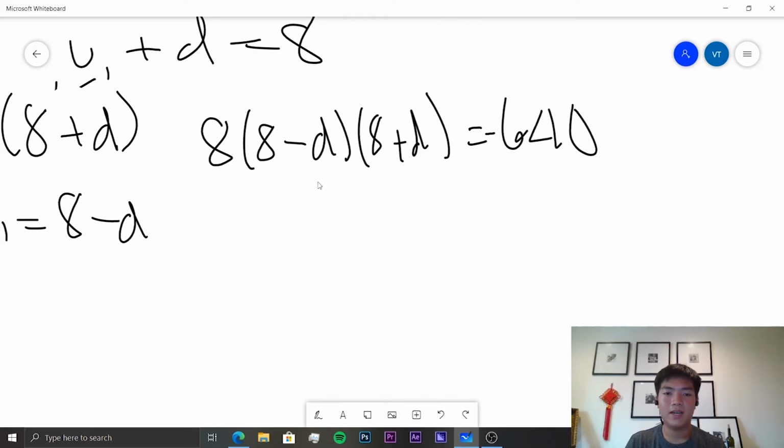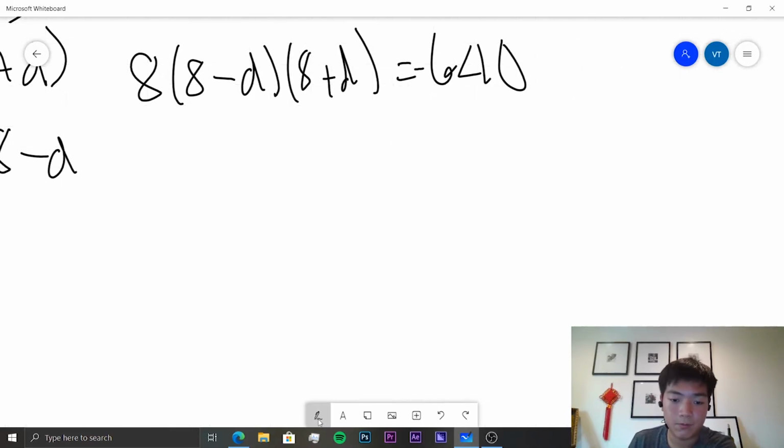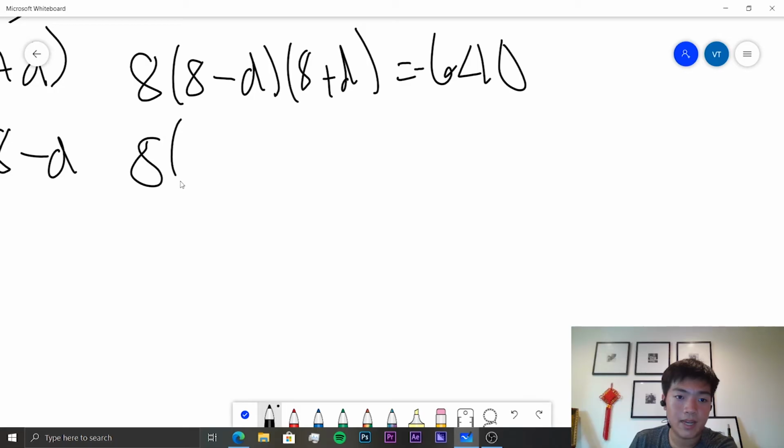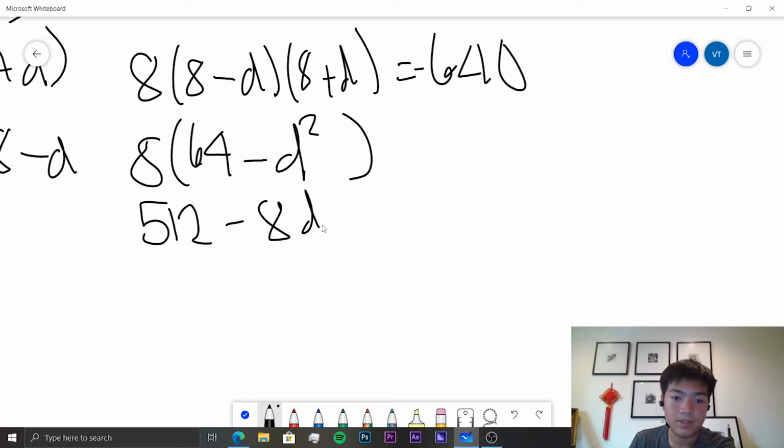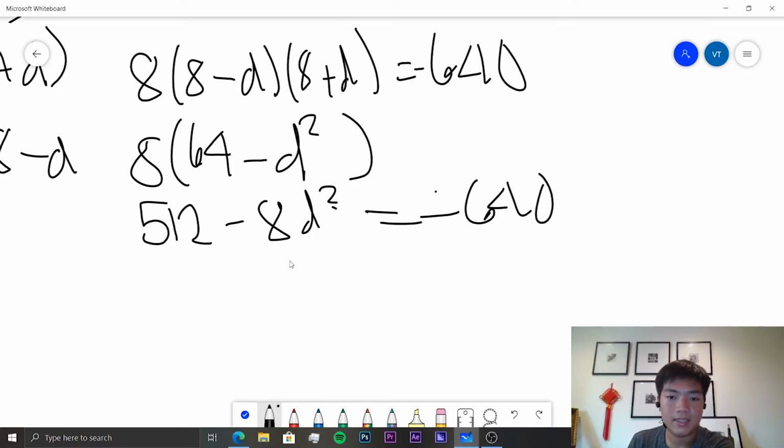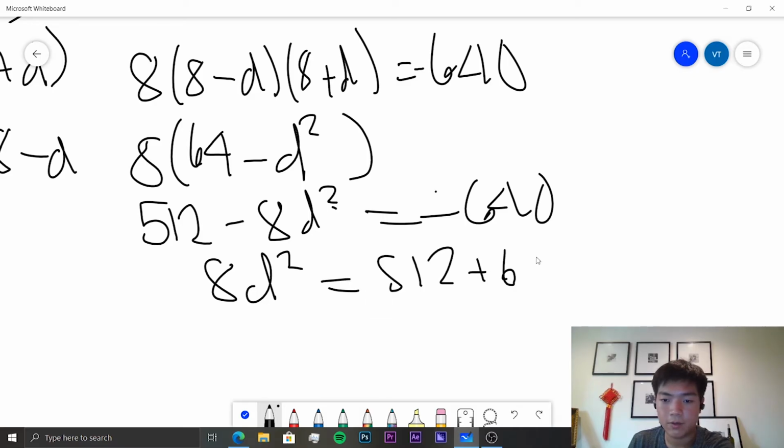If you have done some algebra or quadratics before, you'll know that this evaluates to 8 times 64 minus d squared, because of the difference of two squares. Or this is also equal to, well, what's 8 times 64? 512 minus 8d squared is equal to negative 640. And so 8d squared is equal to 512 plus 640.